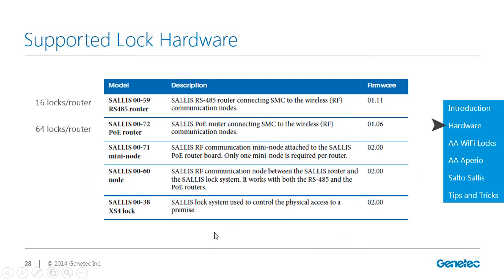Similar to the Aperio system, we can have 64 interface modules or locks connected to one SMC. If you're using the PoE router, which has a different model number than the RS-485 model, all 64 locks can be used with that router. If you're using the RS-485 router, you're going to need to have 1 router per channel and a maximum of 16 locks per router.